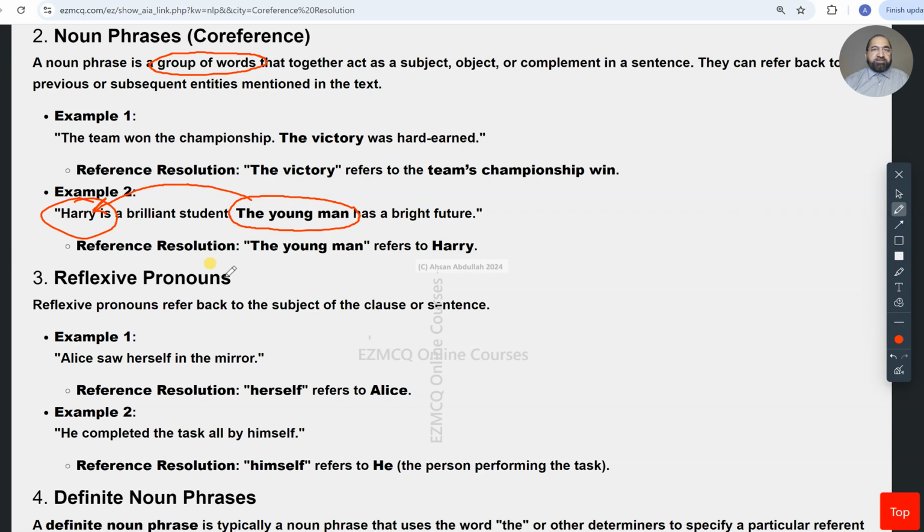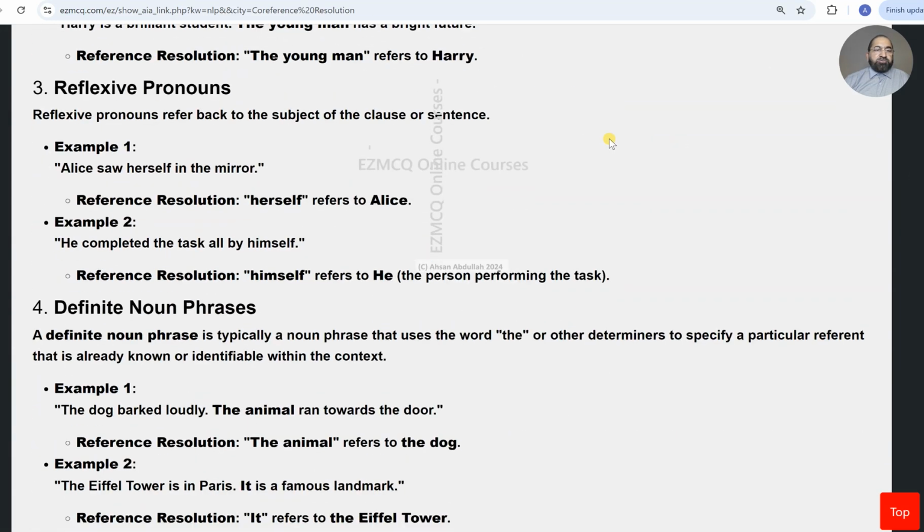Then there is the reflexive. Now it becomes difficult and complicated as you proceed. Reflexive pronouns refer back to the subject of the clause or sentence. Alice saw herself in the mirror. So herself is referring to Alice. He completed the task all by himself. There is no name over here, but himself is referring to he. Right? Let me clear this and close this. All right, so move ahead.